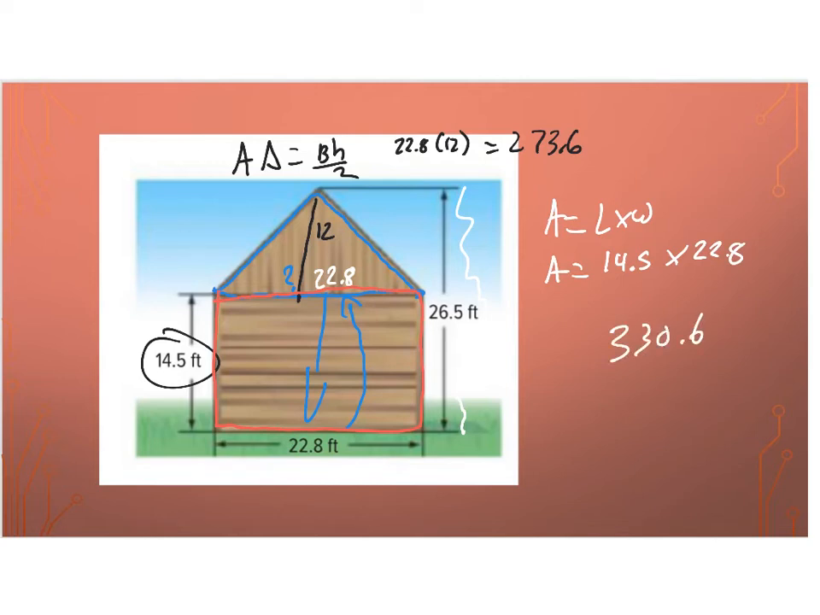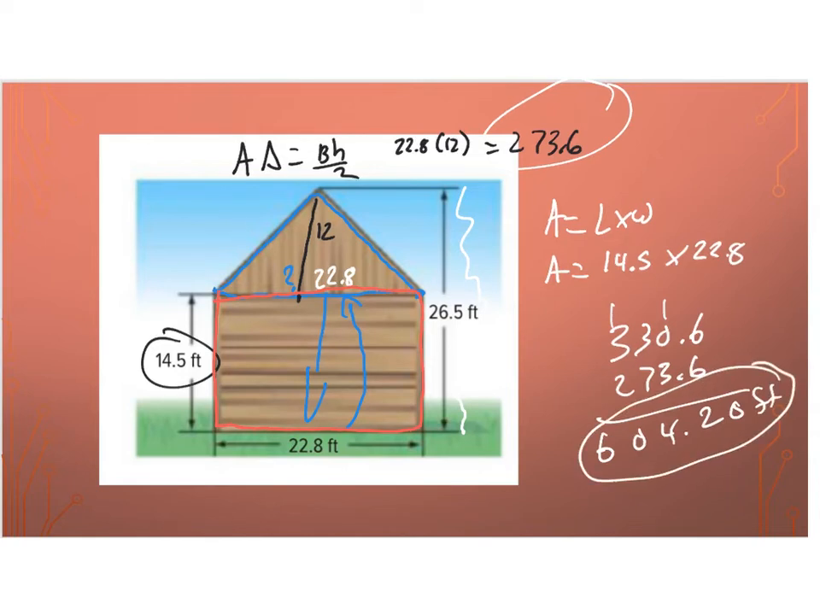So what do I do now? Is that just it? Hopefully the answer is no. I've got to add those two numbers together, and you get 604 20/100ths of a foot, meaning the whole space of this house is that big.